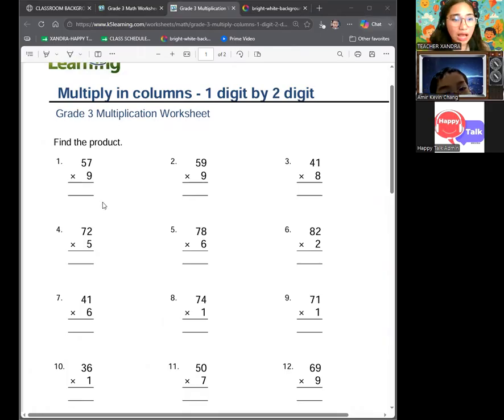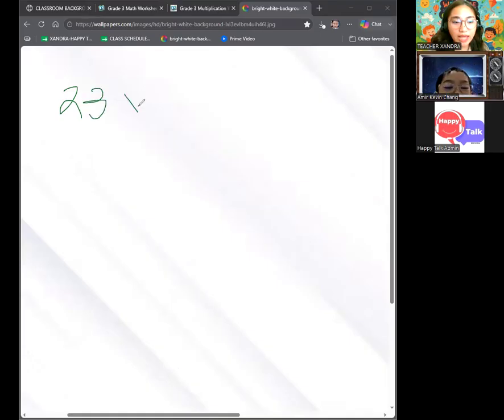So here's how it works step by step, Amir. You need to write down, for example, 23 times 4 equals blank. Be quiet first, listen to the teacher first. Okay, here's how it works step by step.